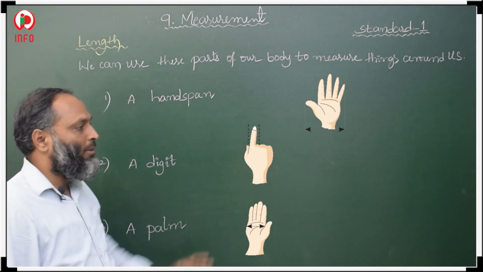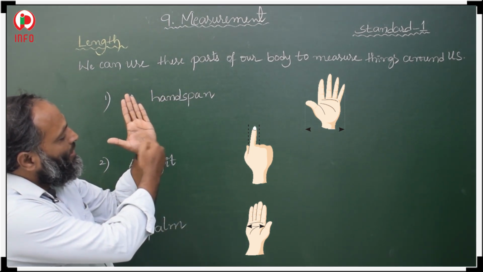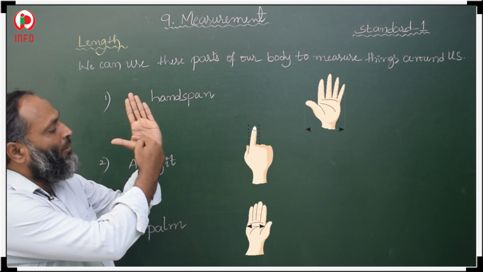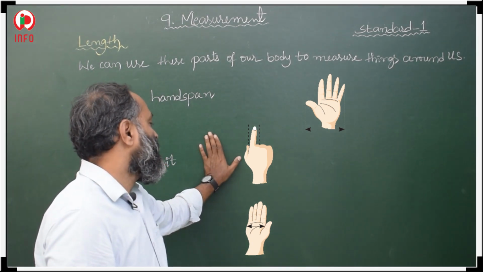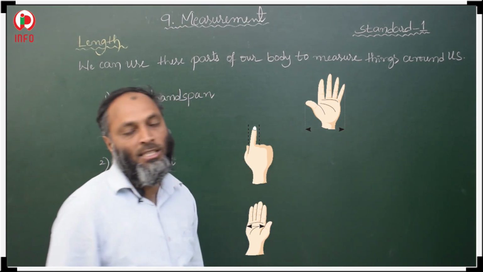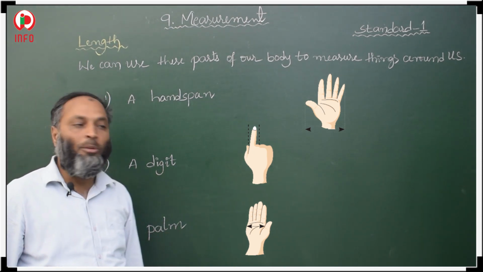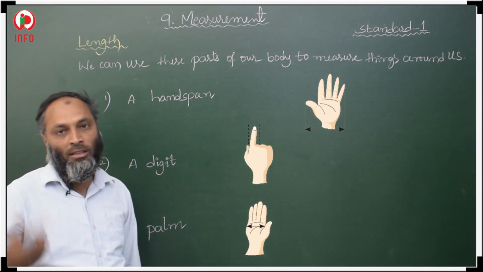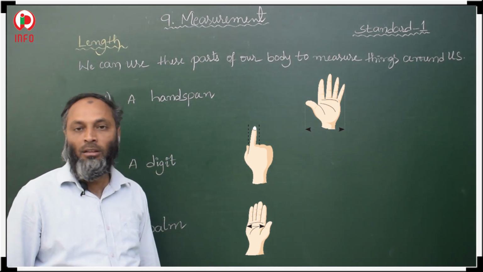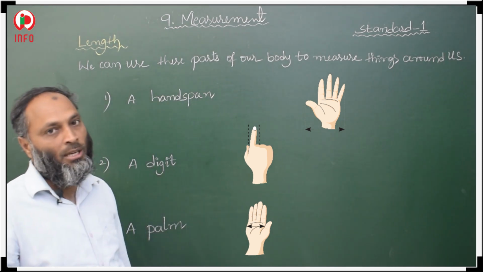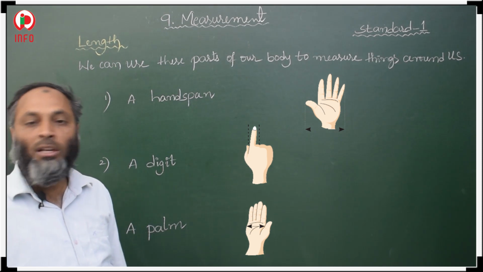Then palm. The total distance with the hand from here to here is a palm. One palm is the distance from here to here. If you calculate like this, this is one palm, this is second, this is third, this is fourth. So using palm we can find the length of an object. Using a digit and hand span also we can find the length of objects. These are the three measurements using our body parts.